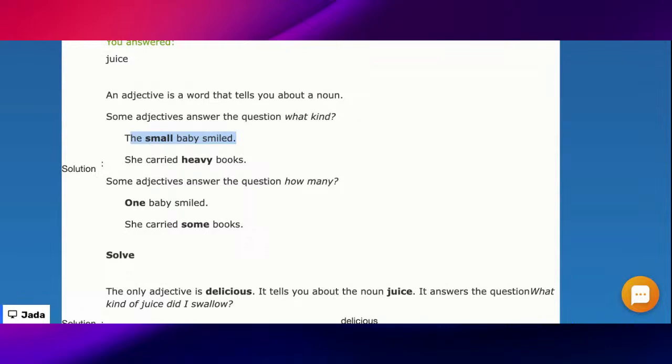What kind of dress did she wear? What kind of food did she cook? What kind of food did she eat? So it's simply giving us more details about the what kind. So the first one says what kind. And then, she carried heavy books. For example, what kind of books did she carry? You would say, oh, she carried heavy books.